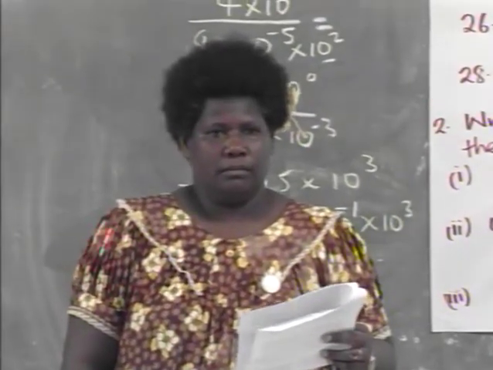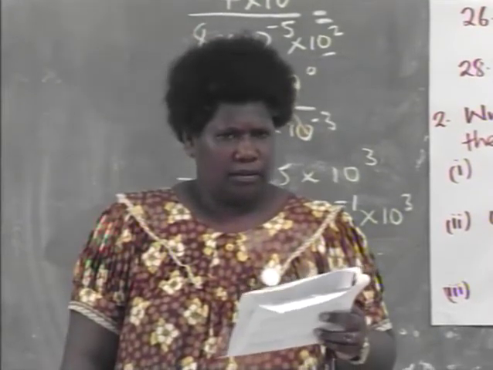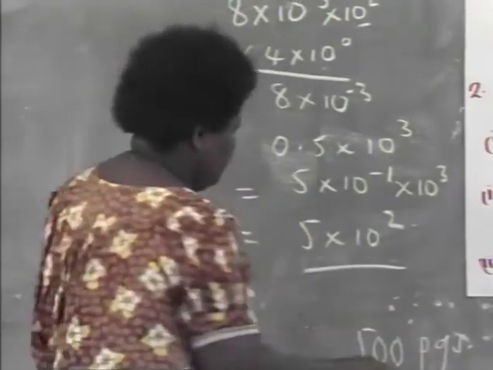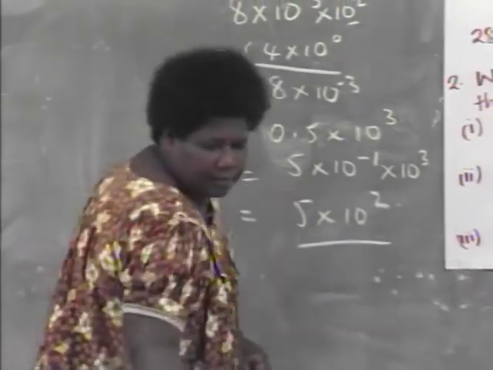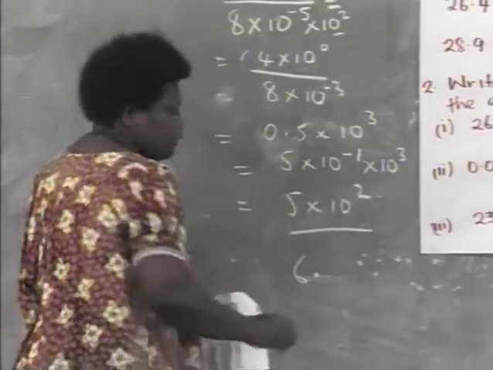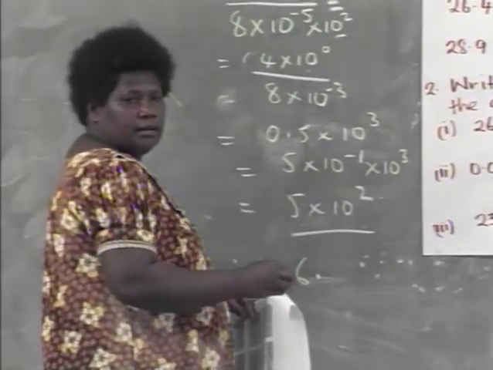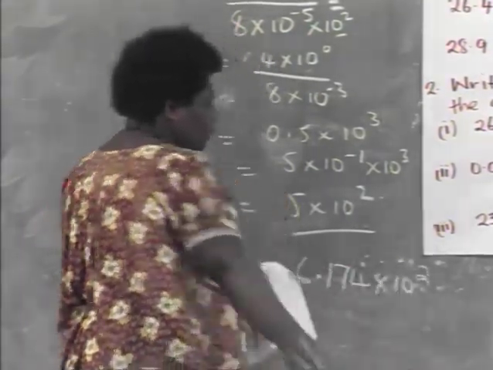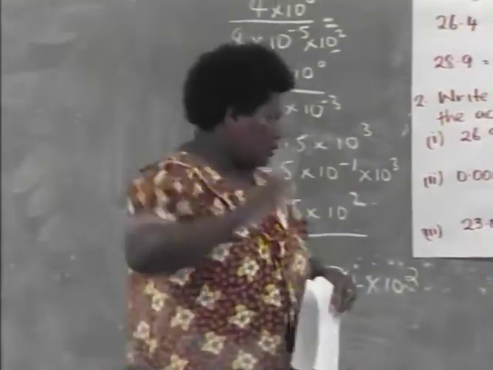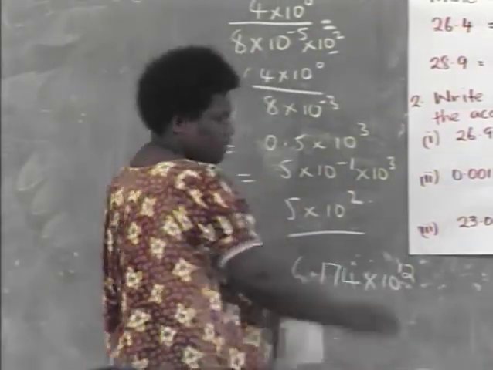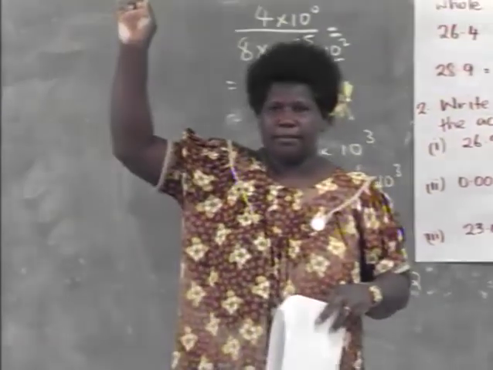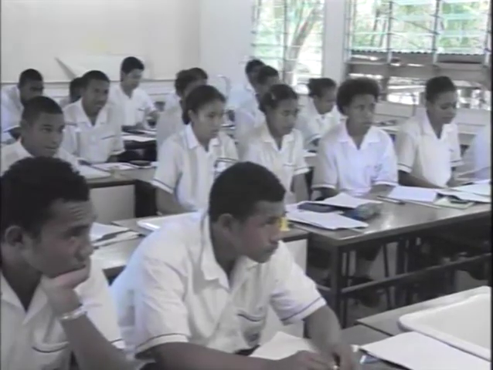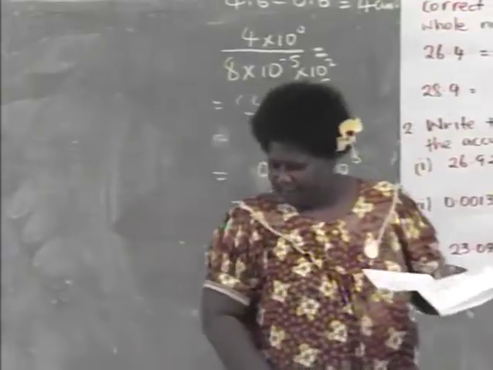6.174 times 10 to the power of 12. Just repeat it so I can. 6.174 times 10 to the power of 12, times 10 to the power of 2. Hands up those people who have a different answer from Gabriel. All of you have the same answer? Are you sure it's correct? Yes. Okay. Next one.